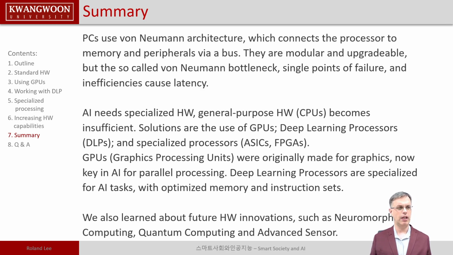Solutions are the use of GPUs or deep learning processors, then specialized processors like ASICs, as we talked about before, so the application-specific integrated circuits, and the FPGA, so field programmable gate arrays as well. GPUs, graphical processing units, were originally made for graphics, and now they are key in using AI technology.